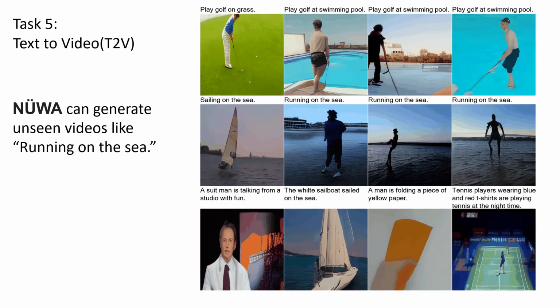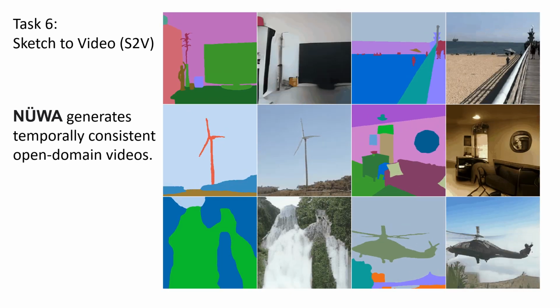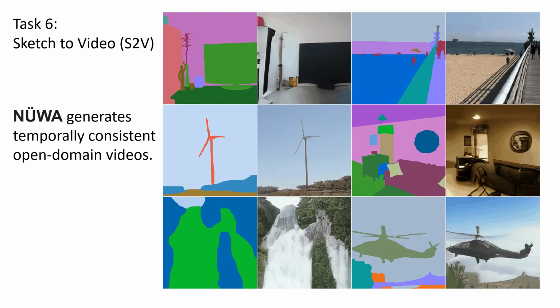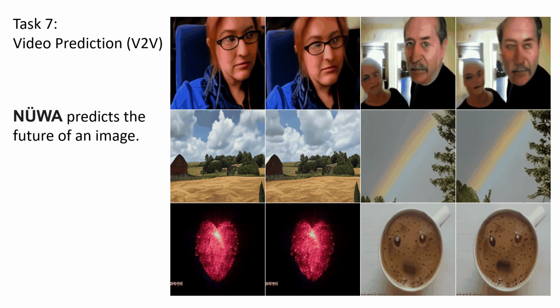The fifth task is text-to-video generation, and NUWA can generate unseen videos like running on the sea. This is a sketch-to-video task, and NUWA generates temporally consistent open domain videos. And this is a video prediction task. That is, you input the image and ask the machine to predict the future frames. NUWA predicts the future of the image, and it predicts for many images, like human faces or landscapes.